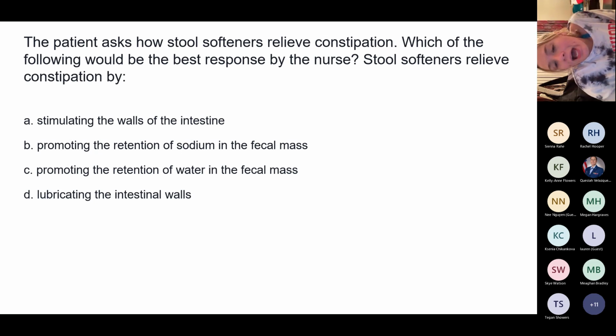Your patient asks how stool softeners relieve constipation. Which of the following would be the best response by the nurse? Stool softeners relieve constipation by.